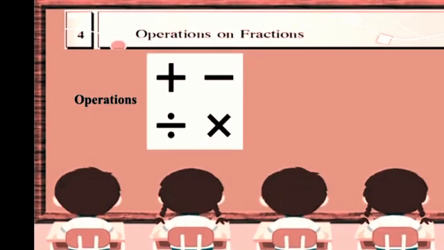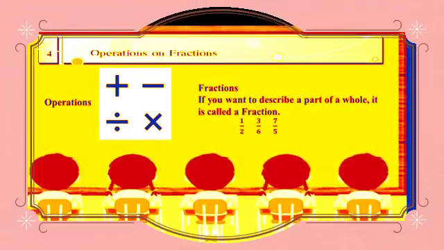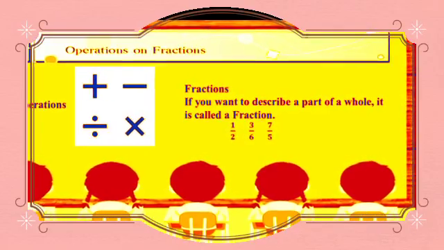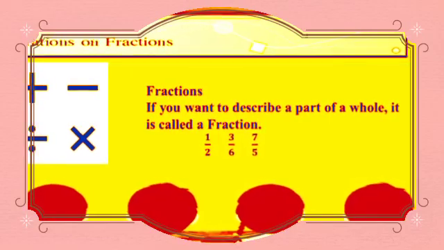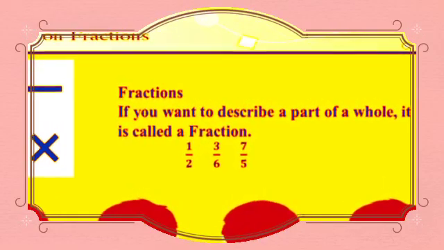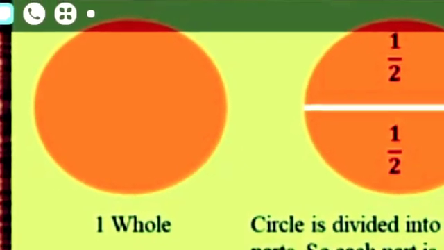Students, what do you mean by fraction? Fractions are not the whole numbers. If you want to describe a part of a whole, it is called a fraction, like 1 upon 2, 3 upon 6, 7 upon 5. These are known to be fractions.